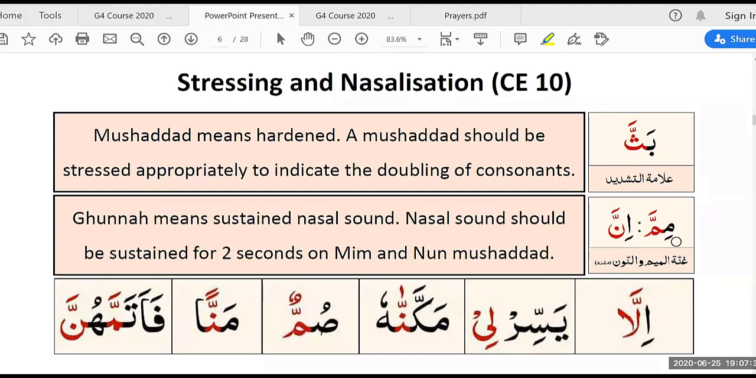So, mim, in. A lot of times what happens is that when we are reading quickly, we do stress on the letter, but we don't make the nasal sound. For example, mimma or inna. So that is wrong. That is a very common error which we should try to avoid.